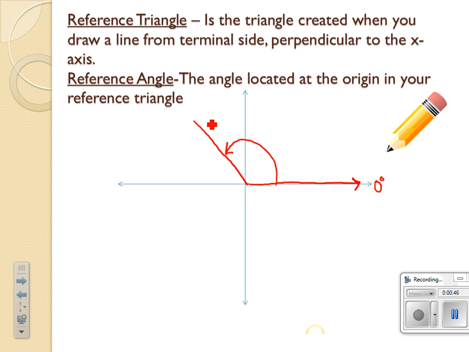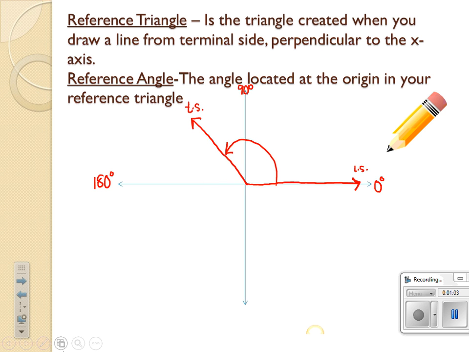So this would be a positive angle somewhere between 90 and 180, because this is where 90 degrees is, this is where 180 degrees is. This is the initial side, remember, and this is the terminal side, because this is where it ends.